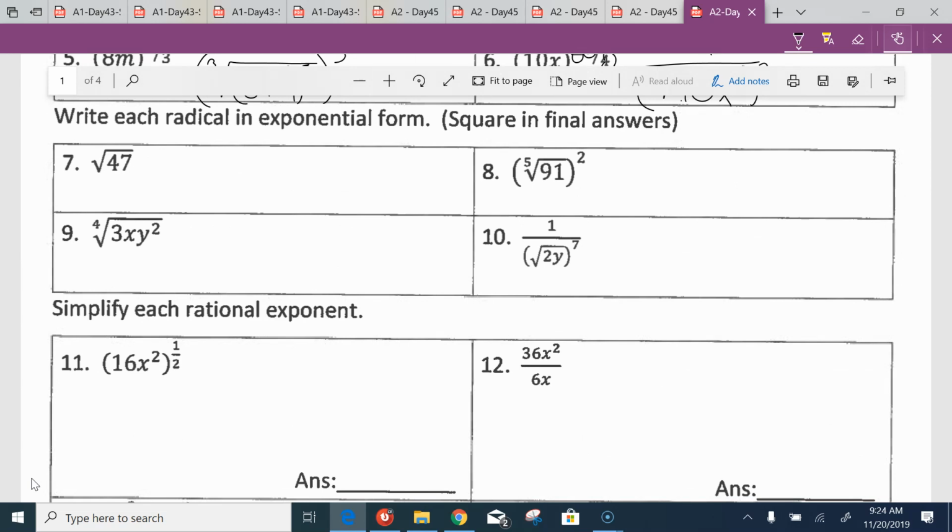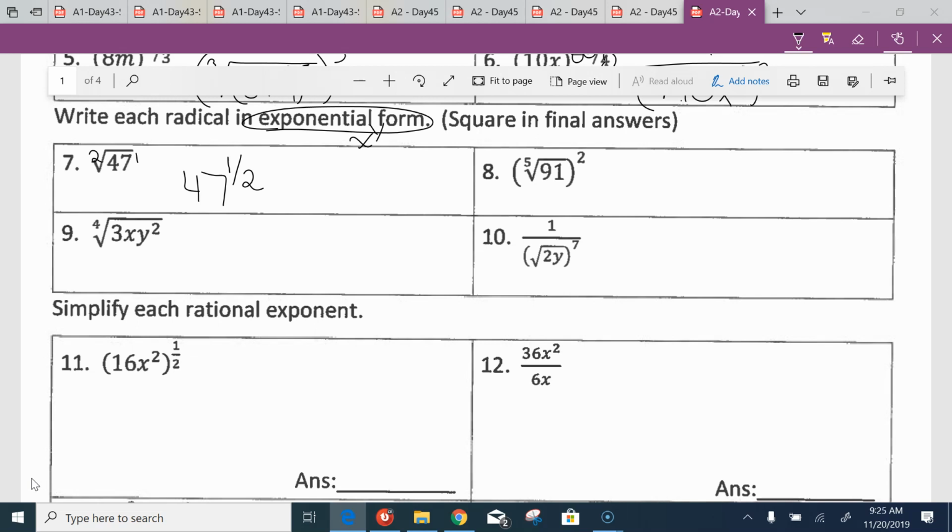7, 8, 9, 10 is the reverse. They give us the radical form. They want us to write it in exponential form. That means everything should be raised to some kind of power or have exponents in it. So number 7, square root of 47. That means we have a single 47 in the house being taken to a square root. There's 1 in here, and with no number, it automatically means 2.